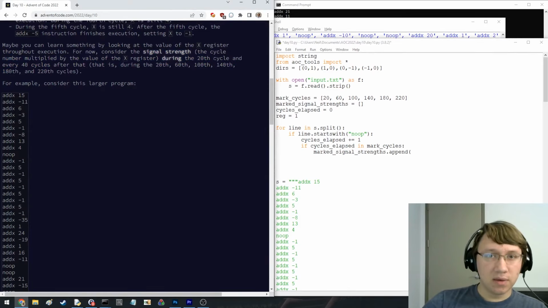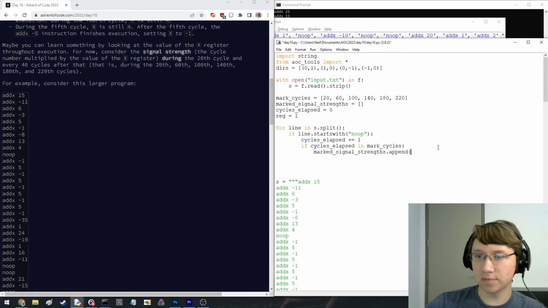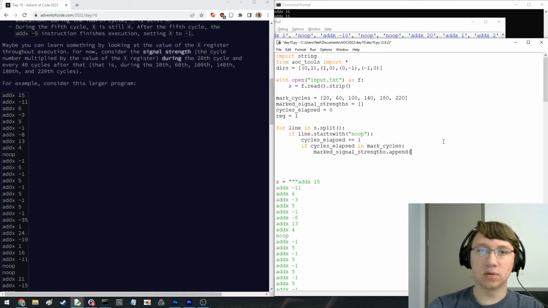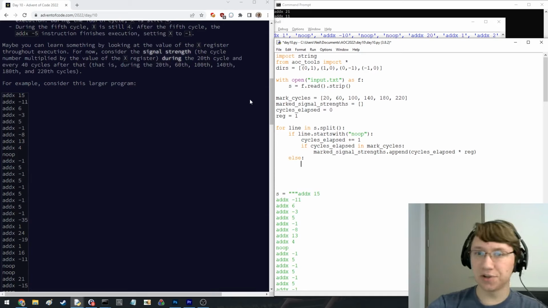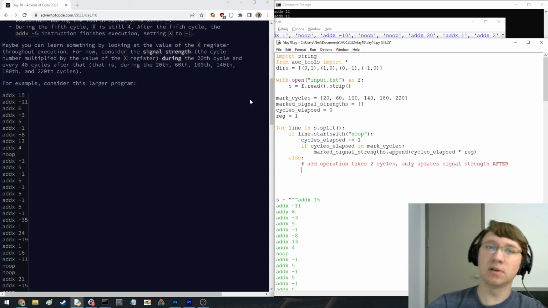And the signal strength is the cycle number multiplied by the value of the X register. Yep. Cycle number should just be the cycles elapsed. Cool. Otherwise, we're going to do the add operation. Add operation takes 2 cycles, only updates signal strength after, and we care about the during, right?